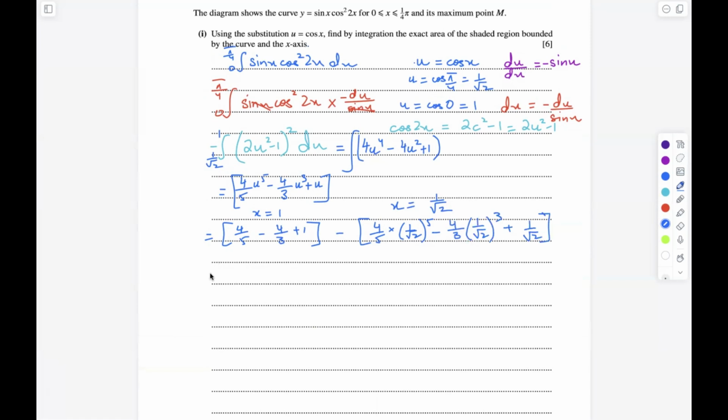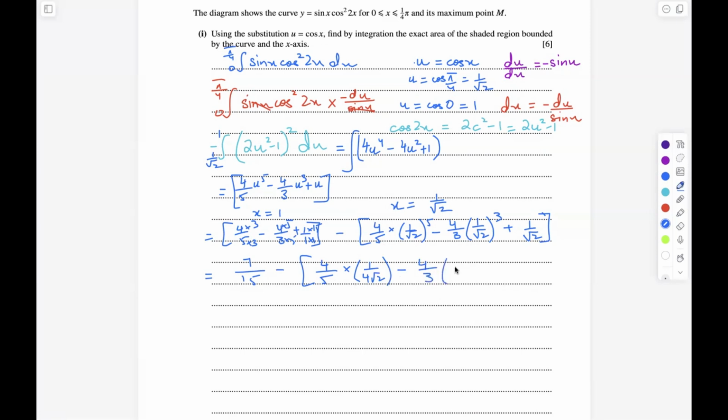When we take the LCM and simplify, the LCM will be 15. This will multiply by 3, this will multiply by 3, this will multiply by 5, this will multiply by 5, and this will multiply by 15. So we get 12 minus 20, which is minus 8, plus 15, which is 7, minus 1 upon root 2 to the power 5, which becomes 1 upon 4 root 2.